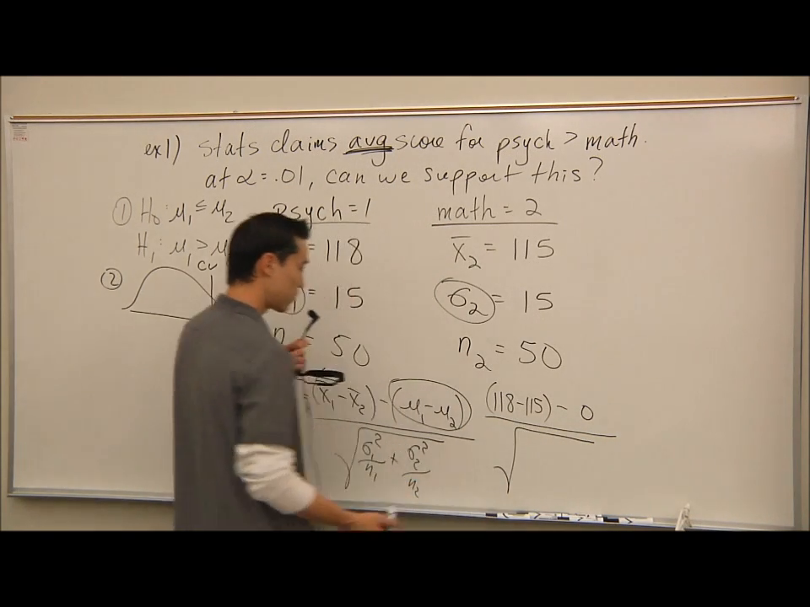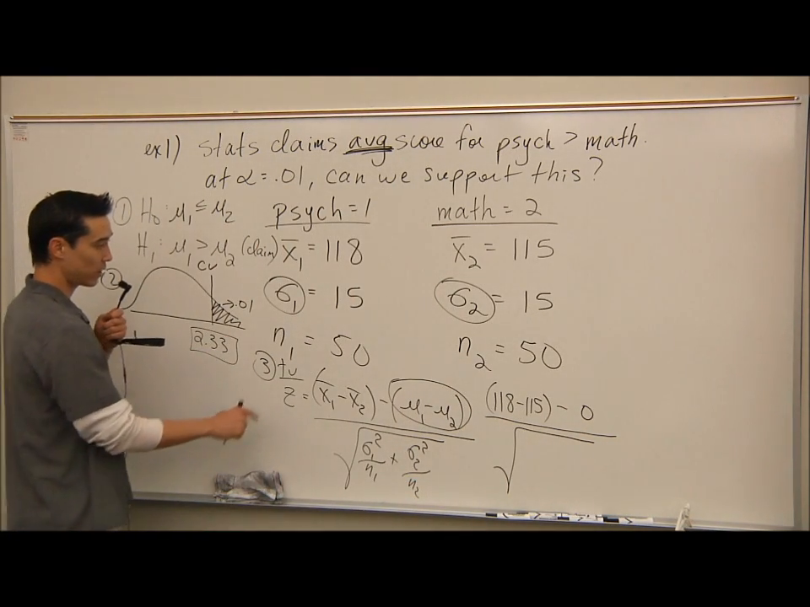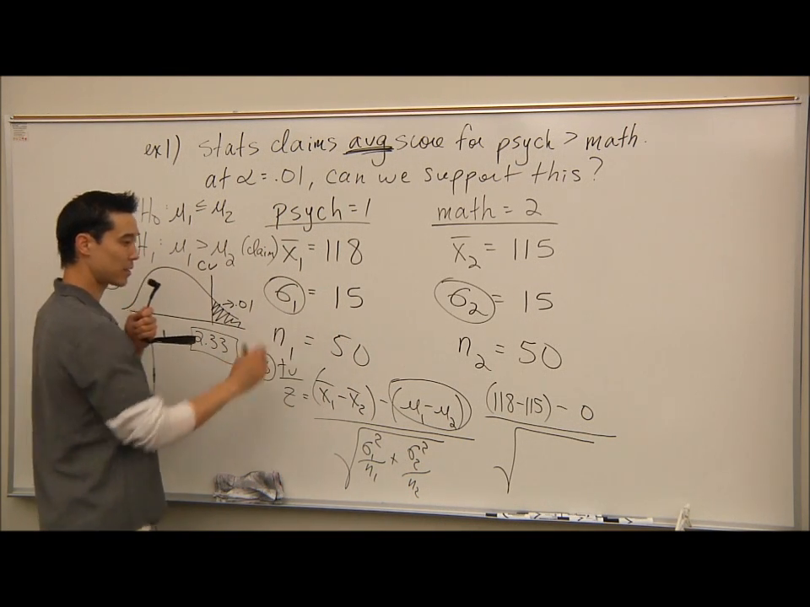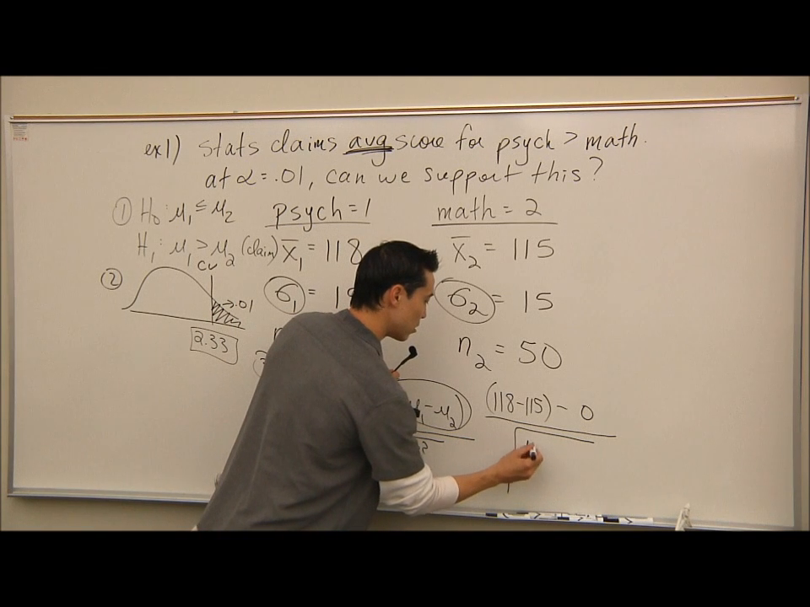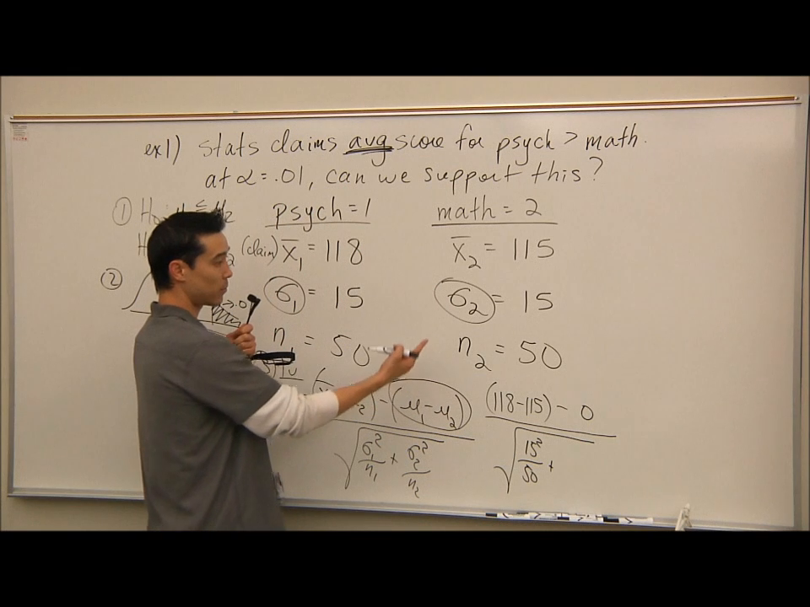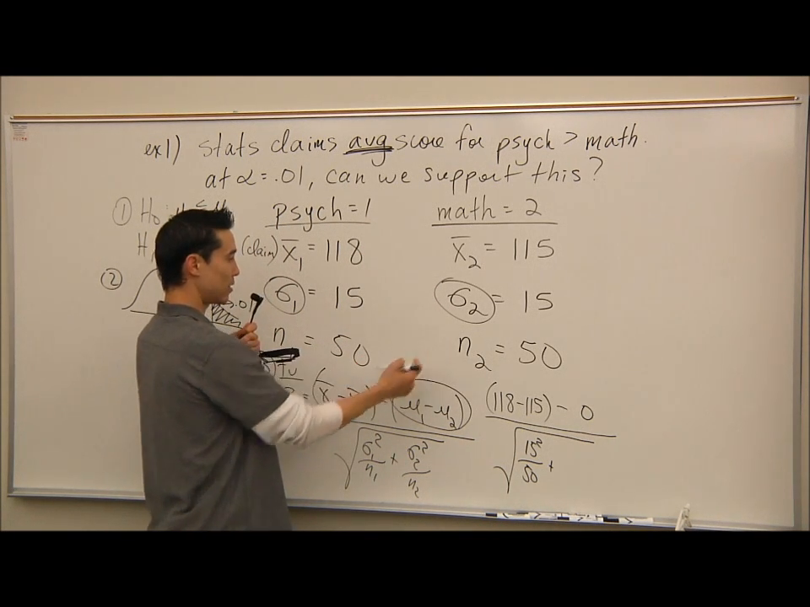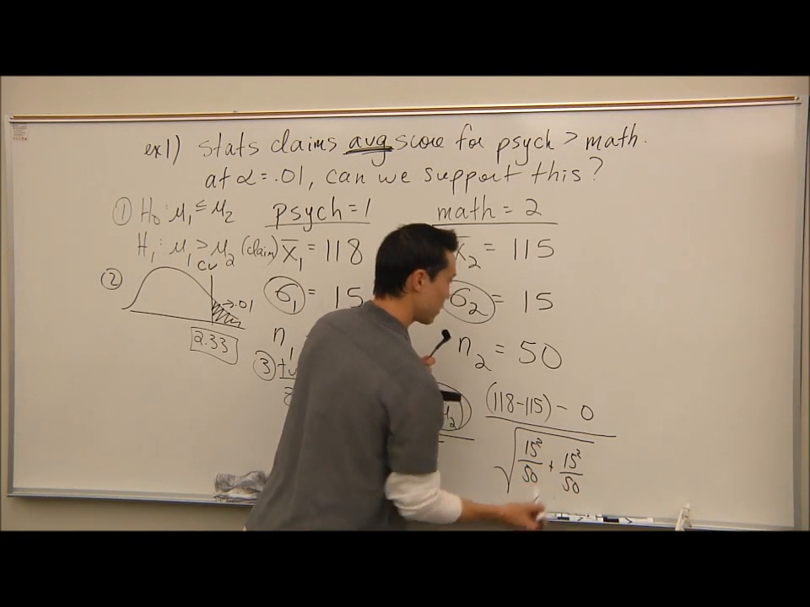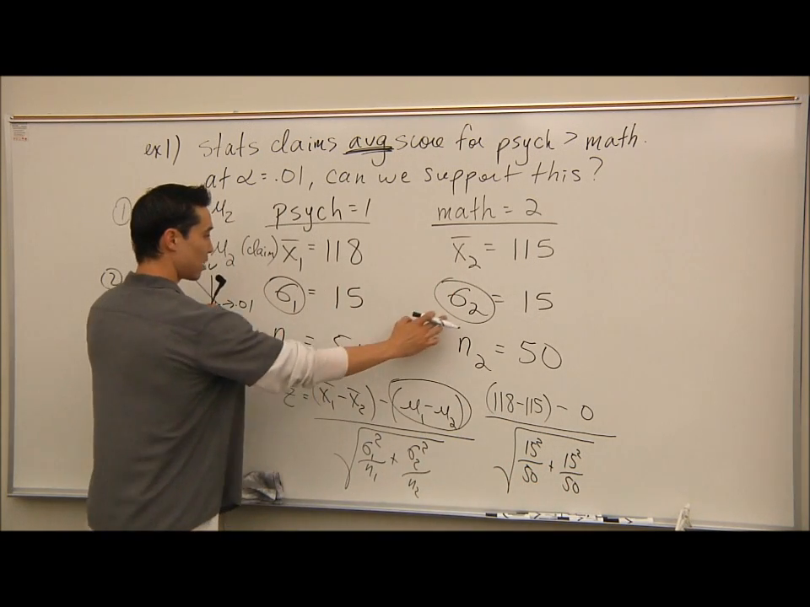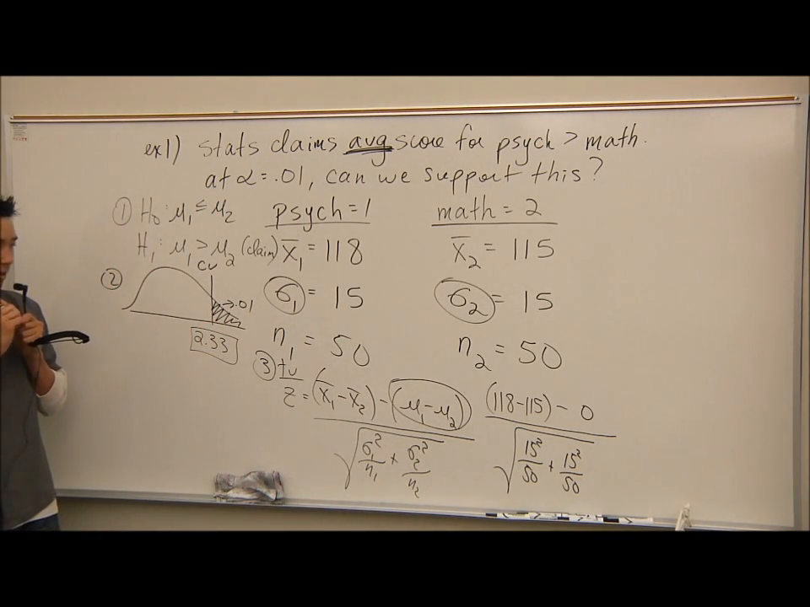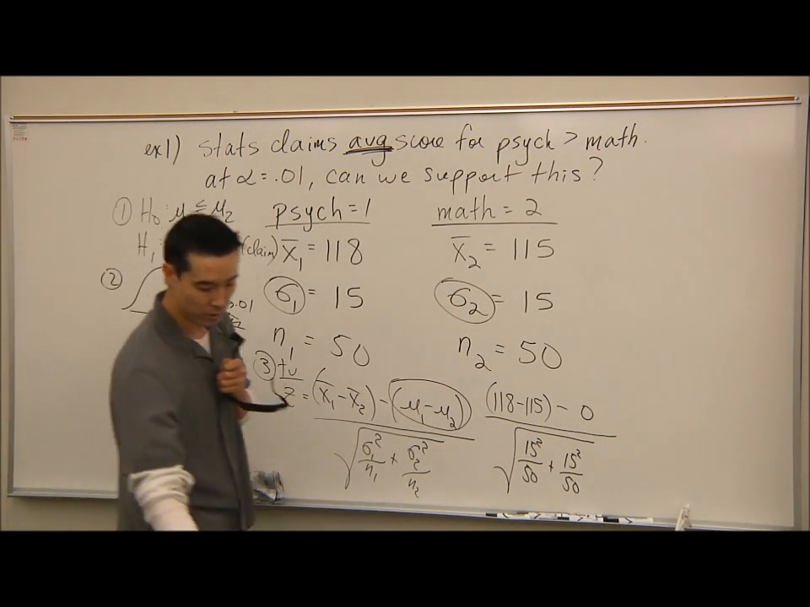And then let's go to the square root portion. We have sigma 1 squared over n1, so 15 squared over 50. Again, that's coming from psychology. And then, of course, in this particular example, sigma 2 and n2 are the same as well, so plus another 15 squared over 50. That was just coincidence, though. It's not often that both of these are the same like that. All right. Take this to your calculator and be very, very careful with parentheses, please.